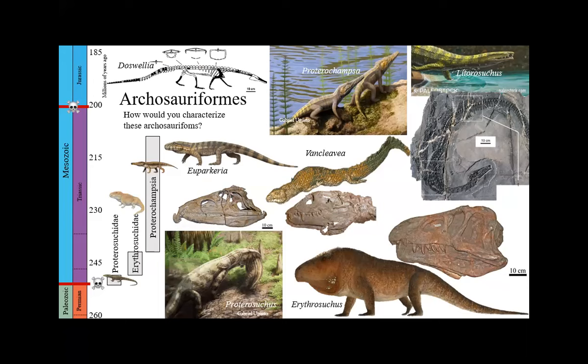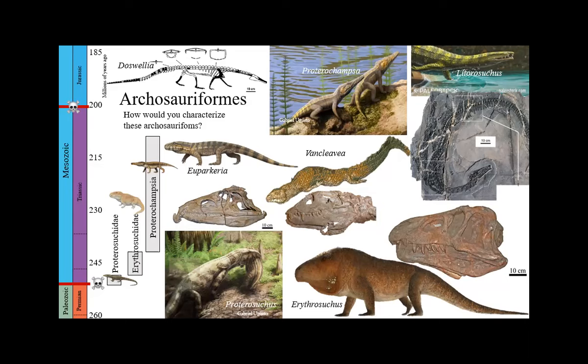Some of them look like crocodiles for sure. That's kind of interesting. These two, Vancleavea, very long body. This one, Litorosuchus, is incredible. You can see how long it is. These are very aquatic or even marine adapted. Big old thick tails, reduced limbs, swimming around. Fish eating teeth for sure. So aquatic adaptations happening again.